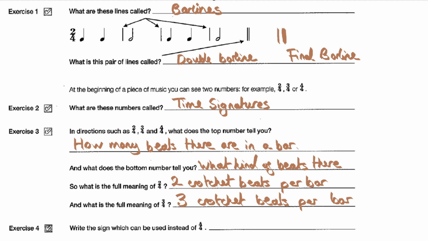Now, we haven't actually learnt this yet, but there is a useful sign that can be used instead of 4/4, and it is C, and it stands for common time. You will see this in older music. The big C just stands for 4/4.